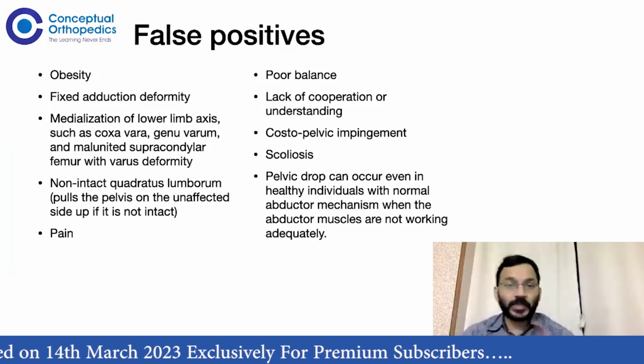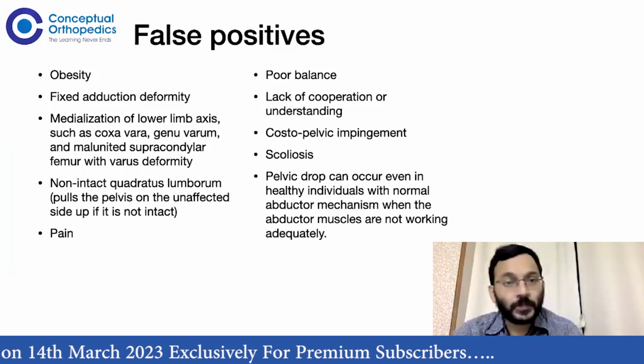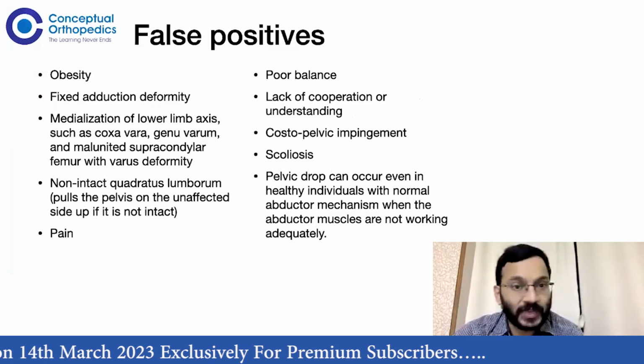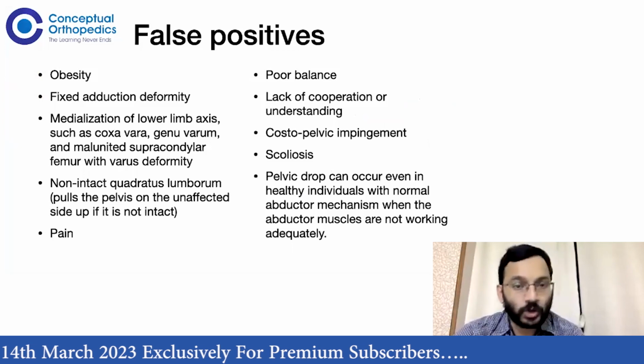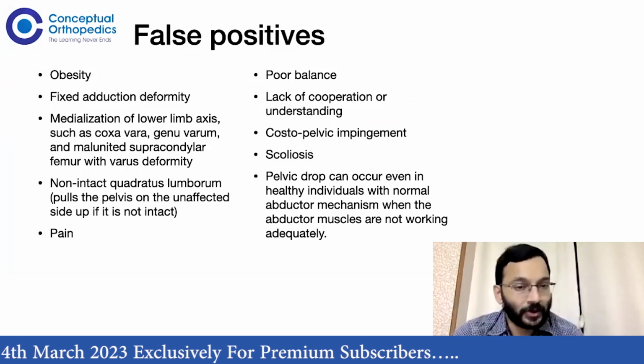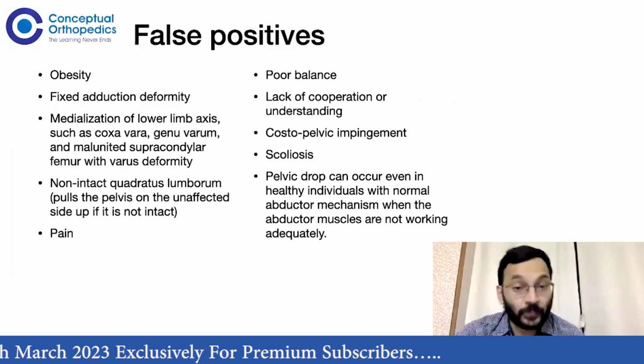Apart from these positive causes, we have a lot of false positive causes. Okay, so the false positive causes are obesity, a fixed adduction deformity, medialization of the lower limb axis such as coxa vara, genu varum, a non-intact quadratus lumborum. That means the pelvis from the upper aspect.